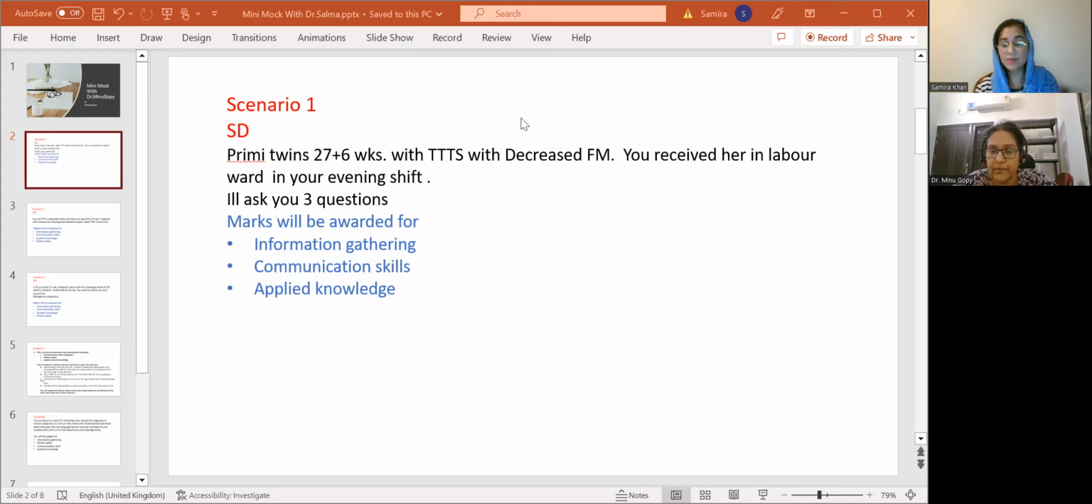Any signs and symptoms that you will observe? Any pain, abdomen, any bleeding, any leaking. Okay. And what about, are you going to give her a kick count chart or no? Together with the CTG? Yes. I will ask her to do the fetal movement count also.